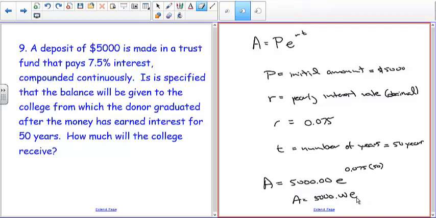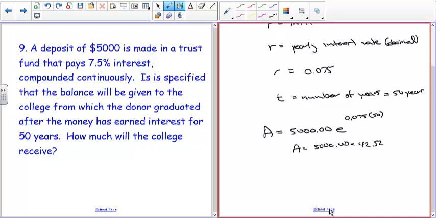So e to that, e to this given quantities, is 42.52. So times 5,000, and you get $212,605. So you start with 5,000, you end up with 200,000. What this is showing you is that if you have a pretty decent return, 7.5%, you can take a modest sum and make it into a very big sum.